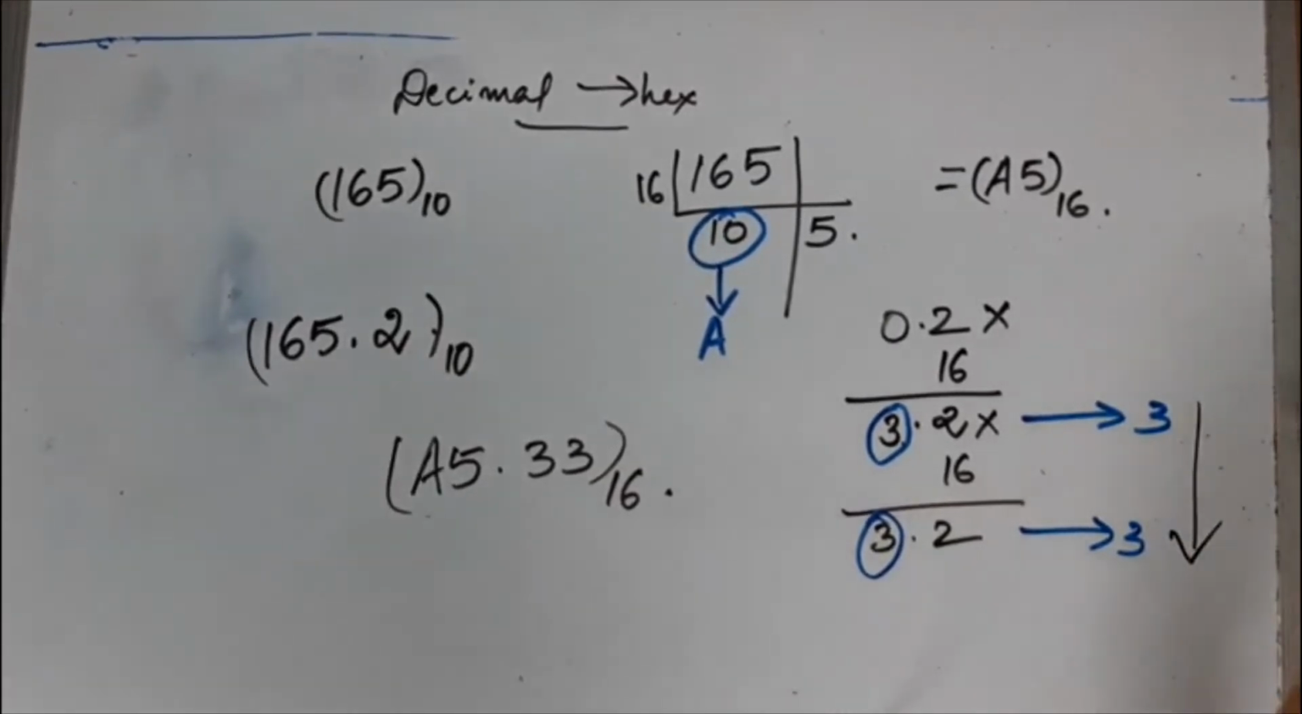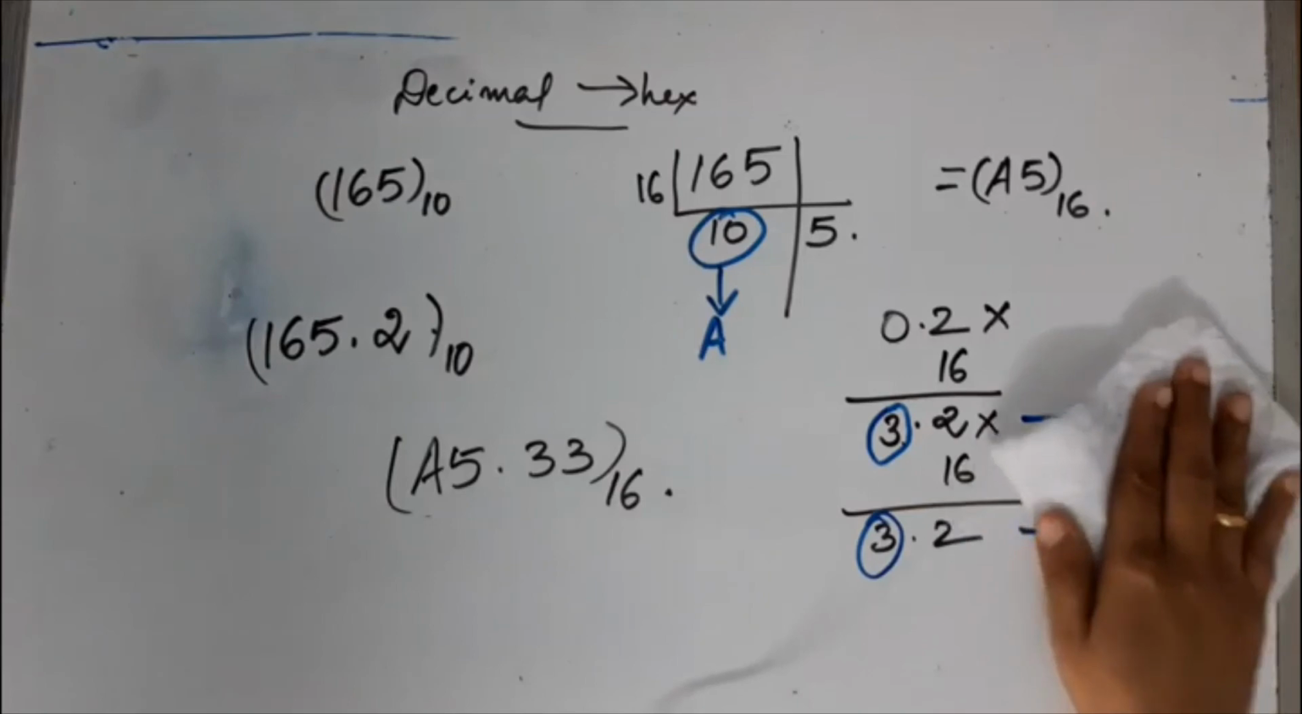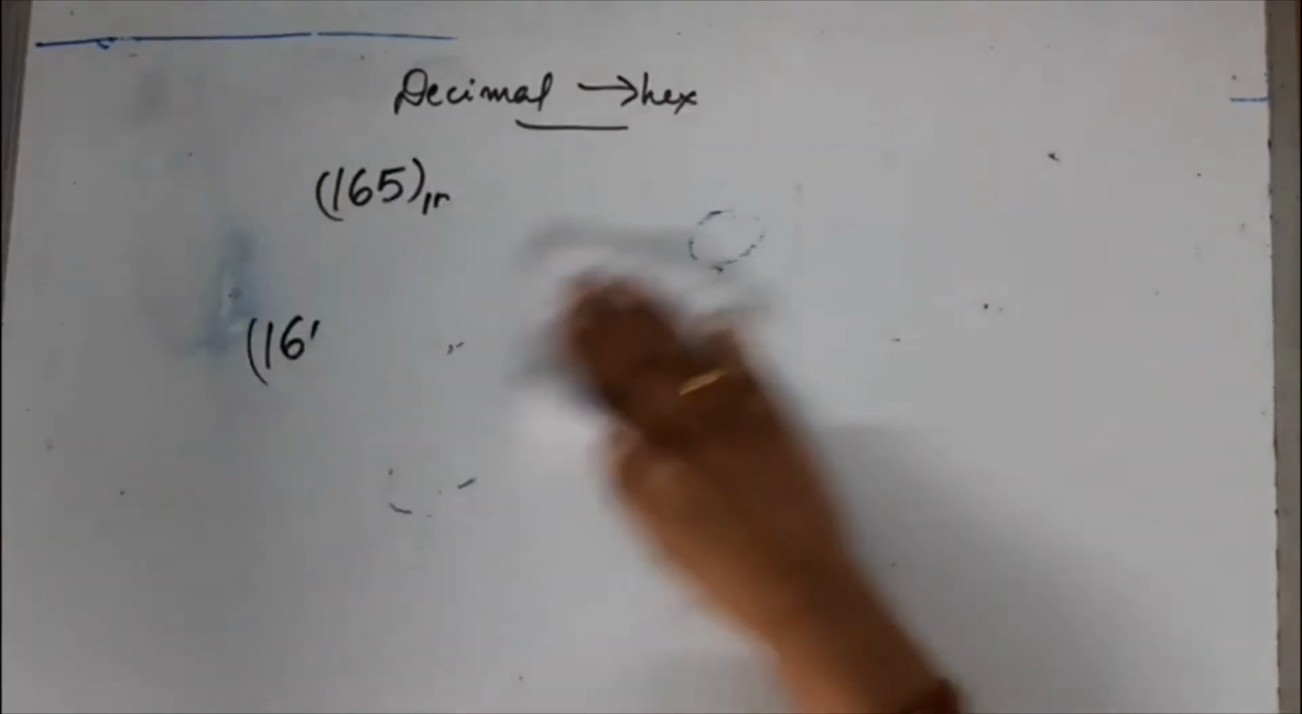Okay, so that is conversion from decimal to hex, and we also learnt about conversion from hex to decimal with both floating point and whole number. So you can take up different questions and find out the answers to different conversions.